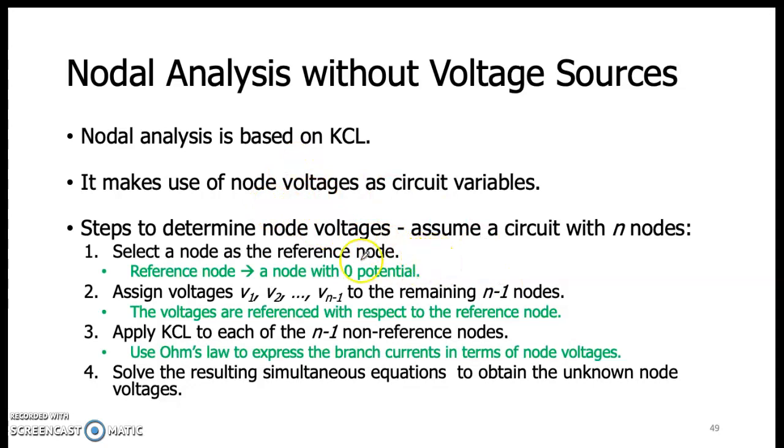So the first one is select a node that is a reference node. So look at the node that is connecting to the ground, that is a reference node. Okay, and then assign the essential nodes V1 or V2 or VT. What is an essential node? The node that is connected to more than 3 branches. Okay. Last one is apply KCL and then solve it simultaneously.